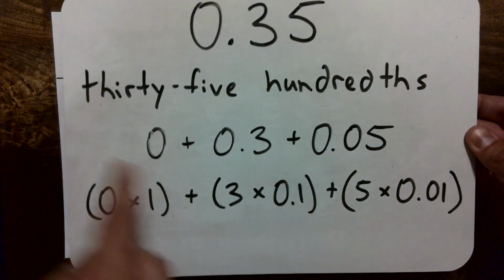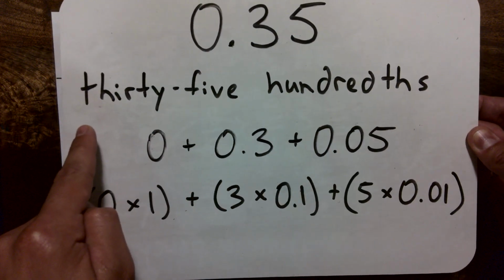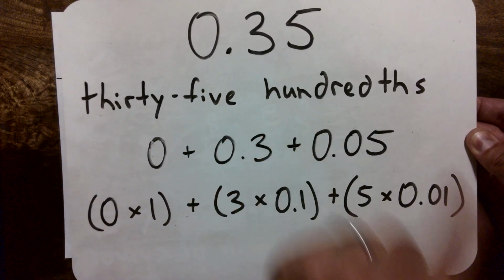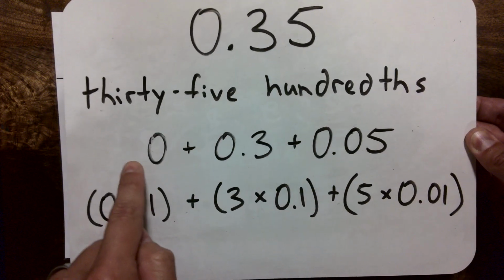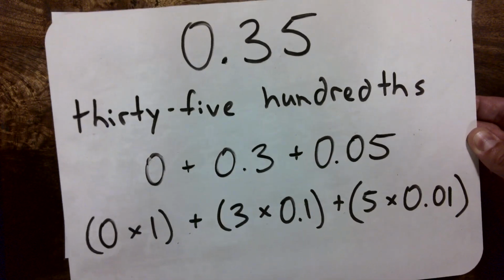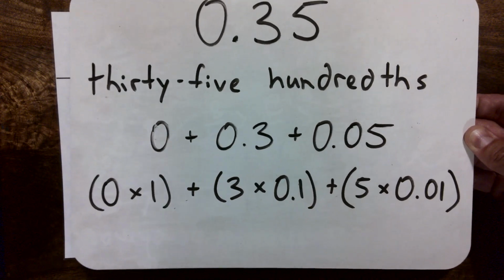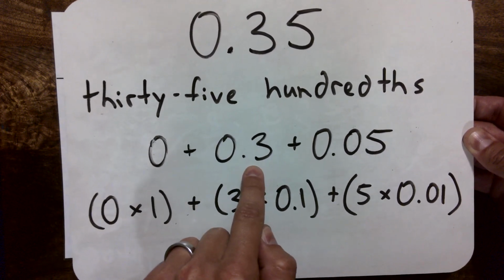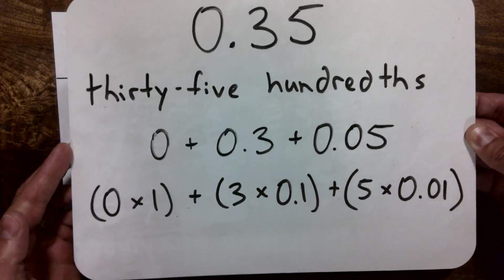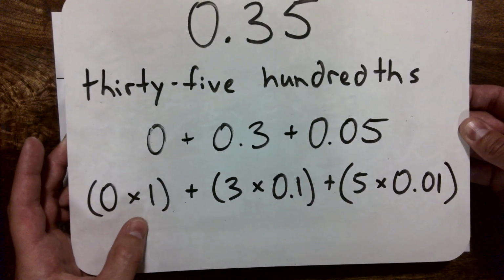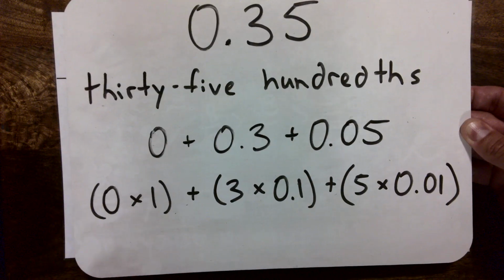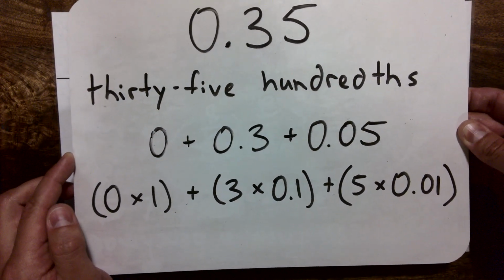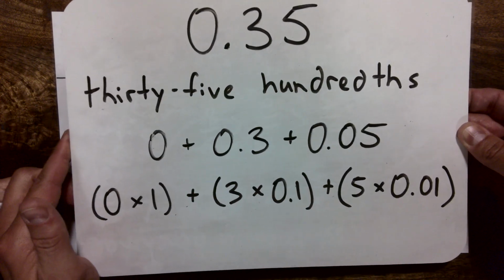That's our number form. Our word form, whether written or spoken, is how we would read this: 35/100ths. And then these last two are two different variations of our expanded form. We might have 0 ones plus 3/10ths plus 5/100ths. And then here we're actually multiplying by the place value: 0 times 1 plus 3 times 1/10 plus 5 times 1/100th. So there are multiple variations we could use for the expanded form here.